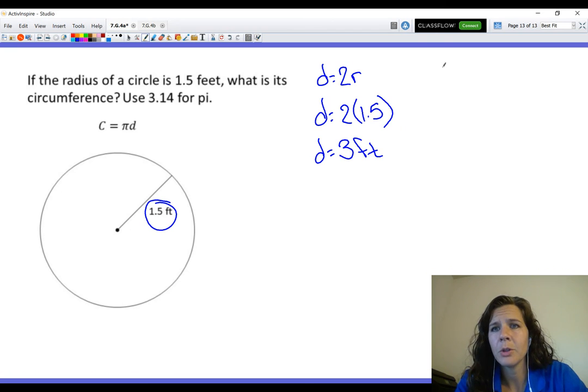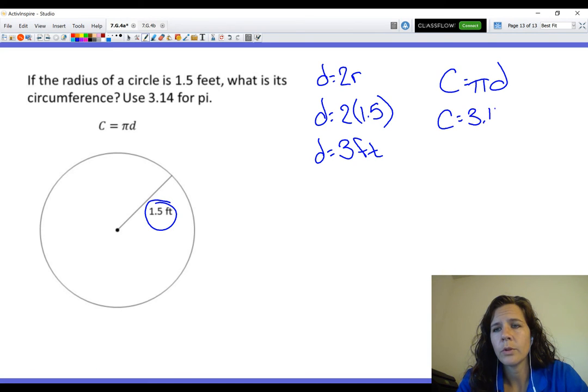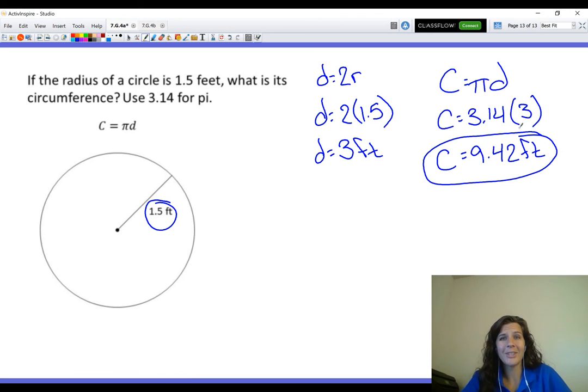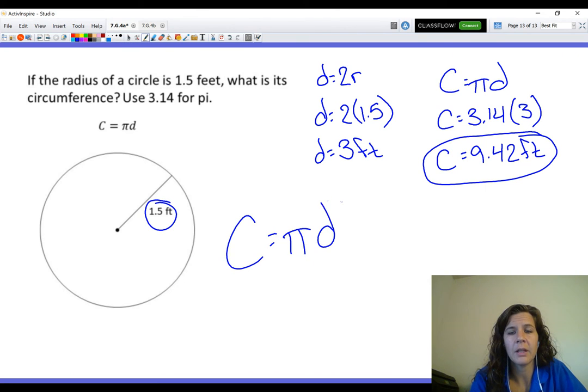Well, now we can use that formula that you remember of circumference equals pi times diameter. Circumference equals 3.14 times 3. And 3.14 times 3 is 9.42. And that was feet. So the circumference here is 9.42 feet. How'd you do? Did you get that one? I hope so. Remember, for circumference, you need to know circumference equals pi times diameter.